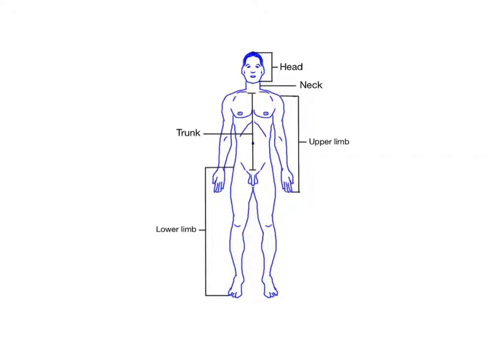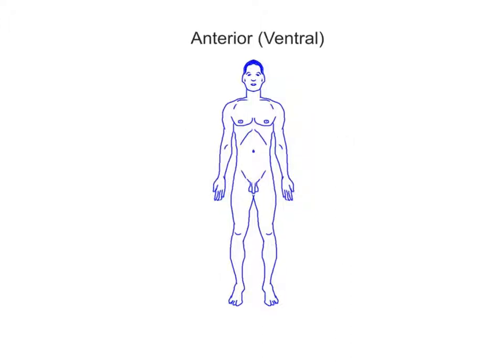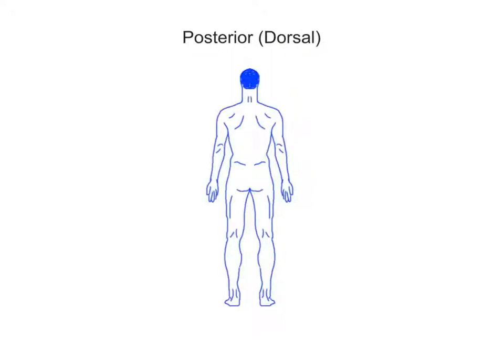In each of these regions, there are specific body structures that are described using the technical anatomical names and the corresponding common names. It's important to learn both for ease of communication with medical staff and patients. Let's review the regional names for both the front and back of the body. The front of the body is referred to as the anterior or ventral body. The back of the body is called the posterior or dorsal body.